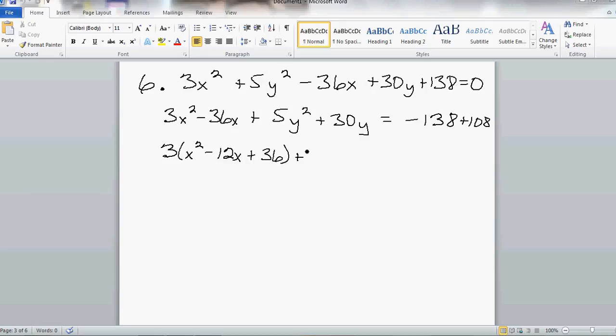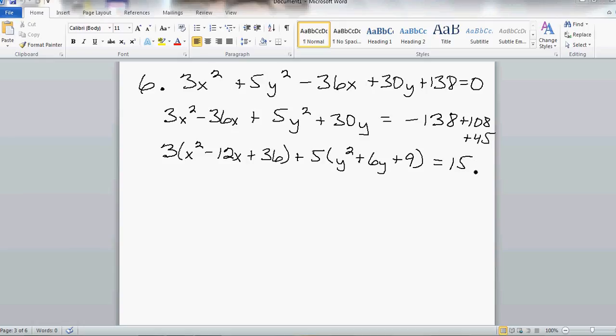Then I need to do the same thing for the y's. For the y's, I need to pull out that 5. That's going to leave y squared plus 6y, and I can complete this square. Take half of 6 is 3, square that, and I get plus 9. But I didn't just add in 9, I added in 5 times 9, which is another 45. And so negative 138 plus 108 plus 45 ends up being 15, I believe. So I've got 15 there.